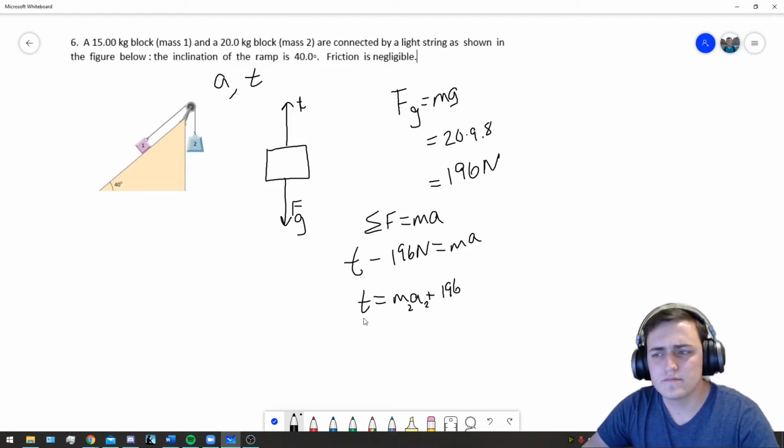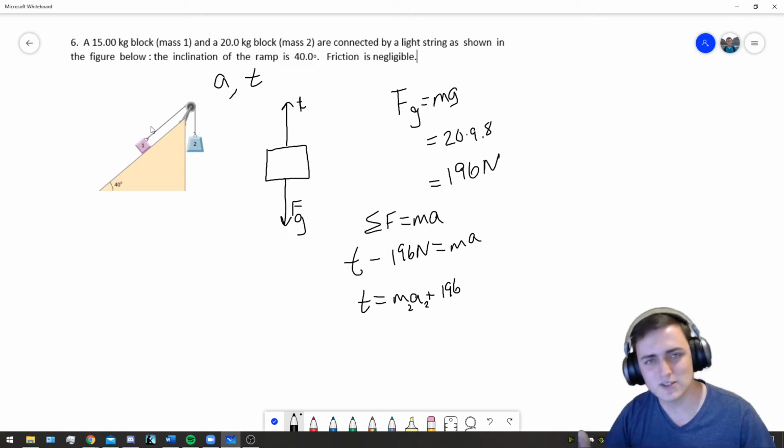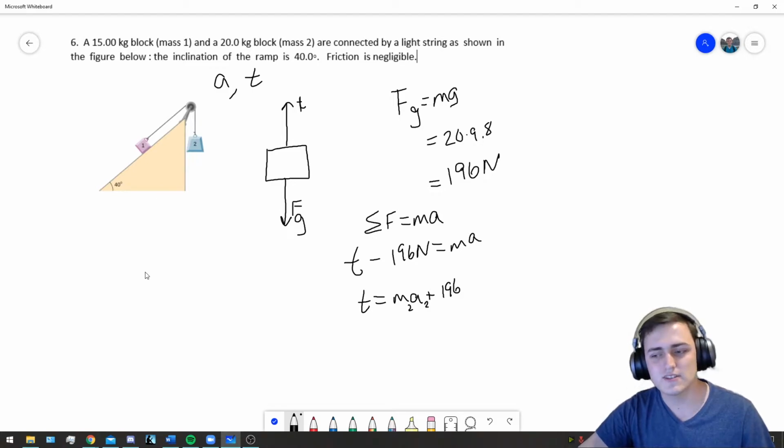But we actually know that the tension in a single rope is always consistent through the entire rope. Tension can't change. You can't have one segment of rope with a higher tension than the next segment. As long as they're all connected and it's one fluid, straight piece of rope, tension inside it is always constant.